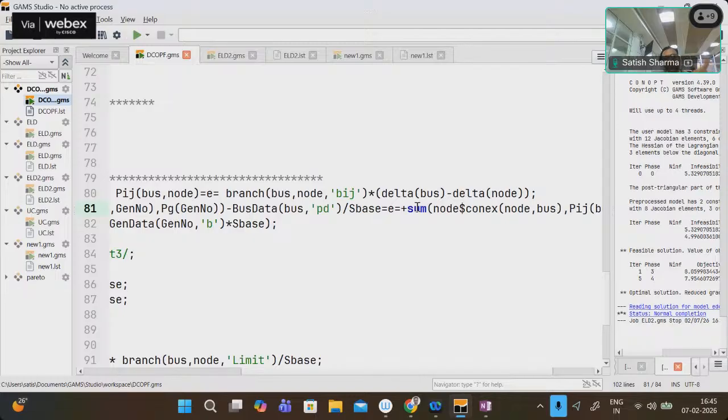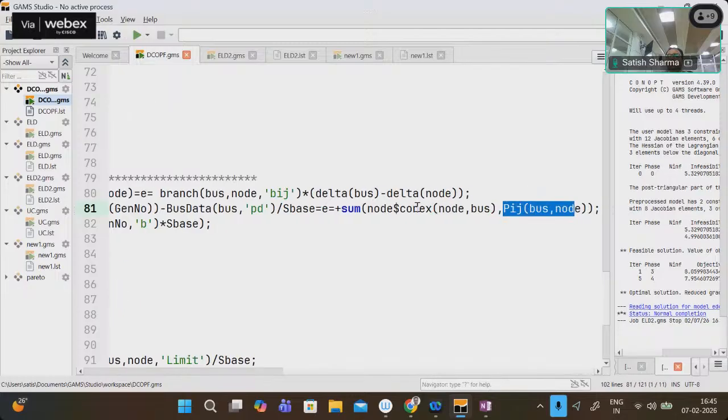We have already established that Pg minus Pd equals the summation of Pij. So this is what we are writing here: Pg minus Pd equals the summation over all the nodes, provided that they are part of the connectivity which we have provided, and whatever Pij we have calculated for that, we will do the summation.